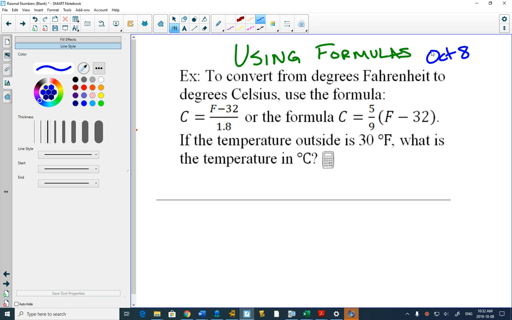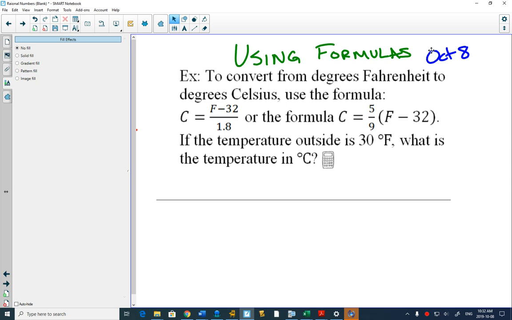Oh, I've got a little typo on here. I'll fix it up for you. Yeah, no, these are the same. There's another, and I'm going to show you another formula after. Both of these formulas are exactly the same. It just depends which one you would like to use.